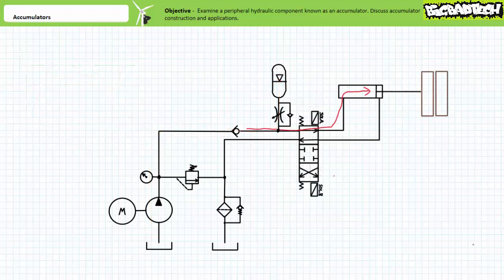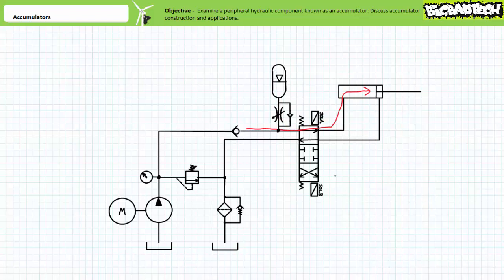But wait, that's not all. Accumulators can also be used to compensate for thermal expansion and contraction and absorb shocks. Consider this system being used to actively compress a mold. As the hot molded piece cures, heat can cause liquid in the cap end to expand. Without the accumulator, pressure could rise to the point of component, fitting, or conductor failure. With the accumulator in the circuit, the excess volume from the expanded fluid can be absorbed, thereby keeping pressure relatively constant. Accumulators can also absorb shock caused by fluid inertia.